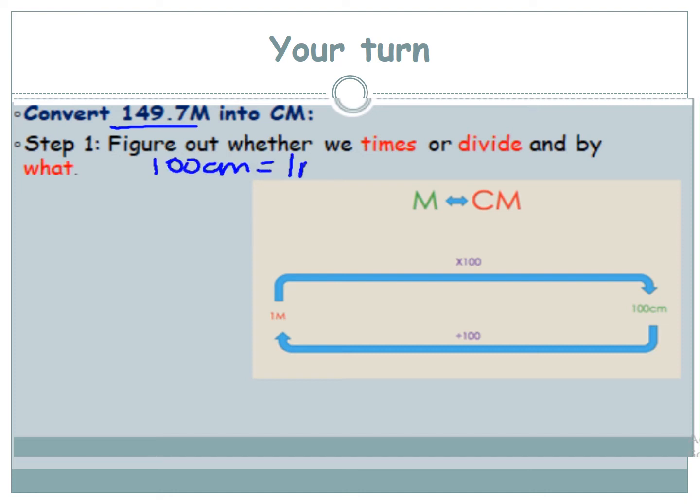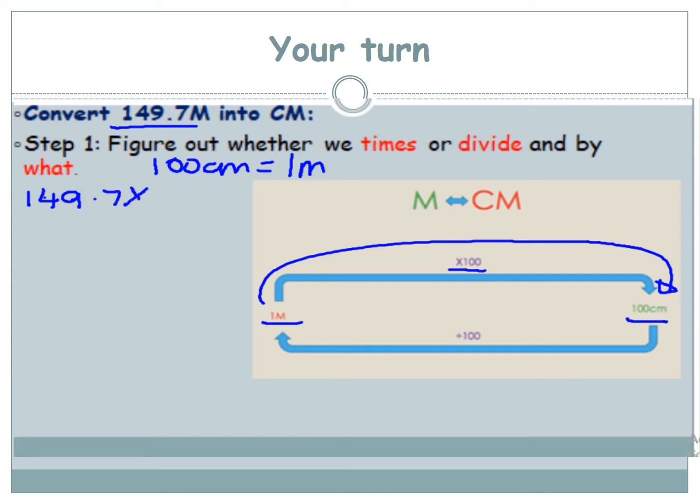So we're going to be timesing or dividing by 100. Let's work out whether it's times or divide. We're going from meters to centimeters, so we're going to follow the arrow around. We can now see that we're going to be timesing by 100. So your calculation is going to be 149.7 times by 100.